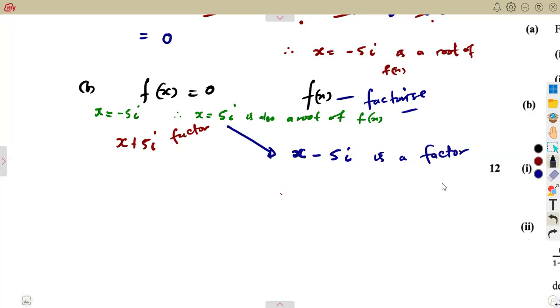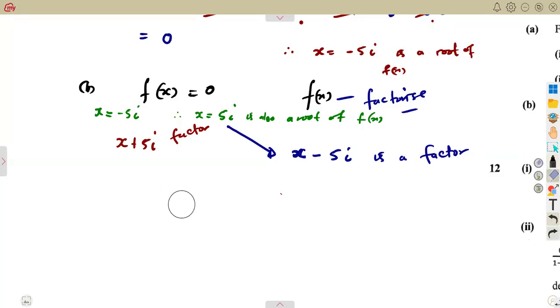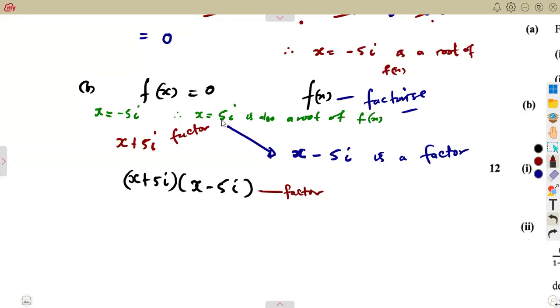Given two factors, this is a factor and also this is a factor, you can combine these factors, like x minus 2 into x plus 2. If these are factors and we need other factors, you can combine them. So from these two factors, we can consider x plus 5i into the bracket of x minus 5i as also a factor. A product of two factors also gives us a factor of that function f of x.